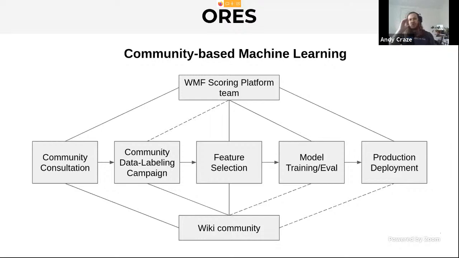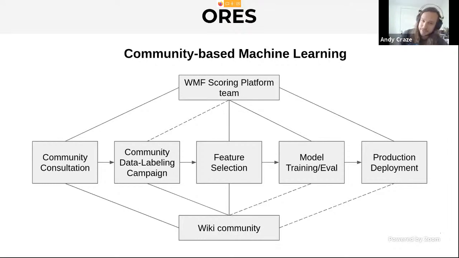And the way it worked is the scoring platform team, which is what my team, the machine learning team, used to be called, shepherded the whole process. Essentially, a wiki community would come to us, let's say French Wikipedia is having a problem with vandalism. We would start off with a period of community consultation where we talk about the technical feasibility, do we think we can help you, how the process goes, and expectations, things like that.